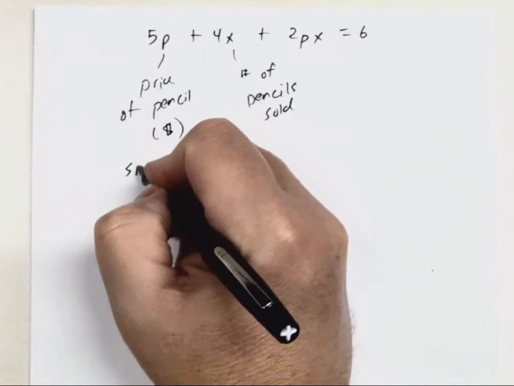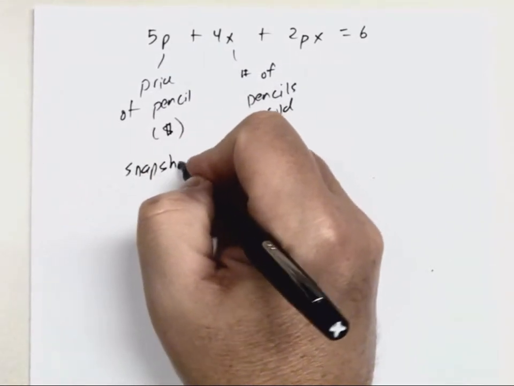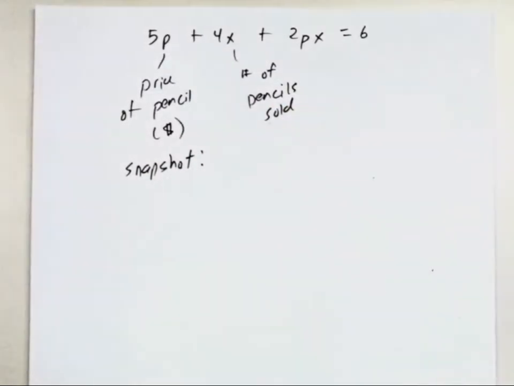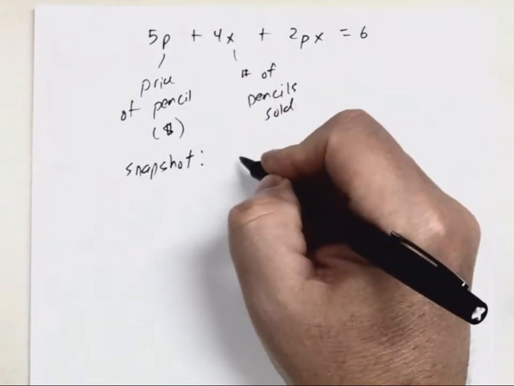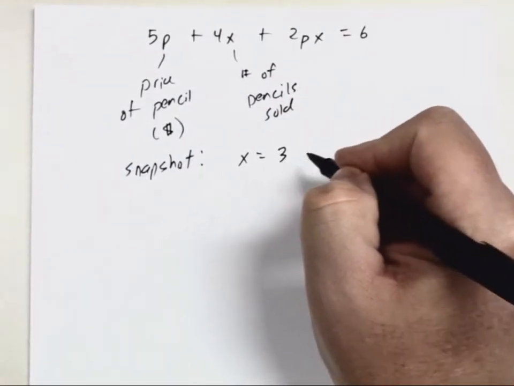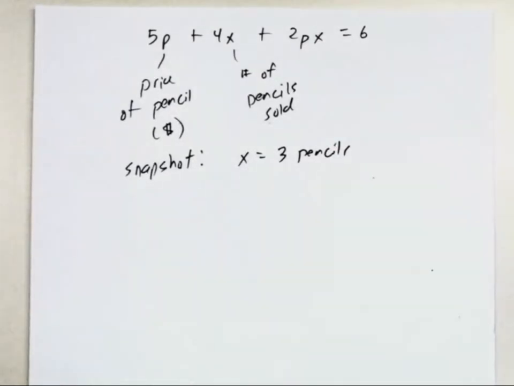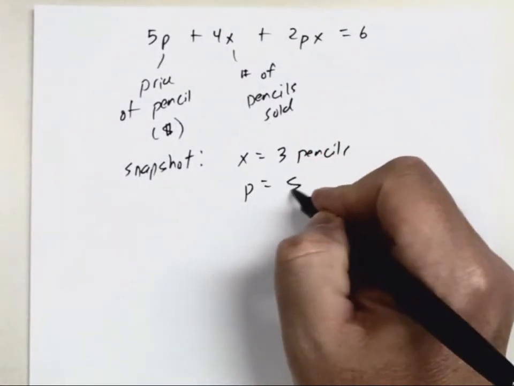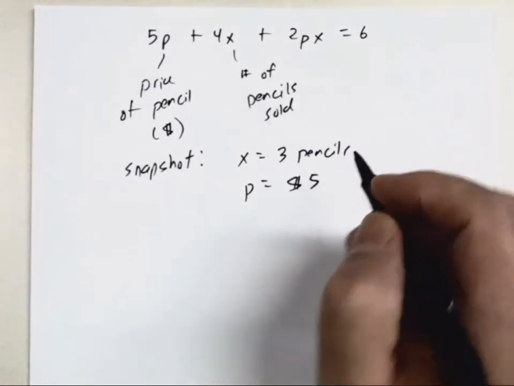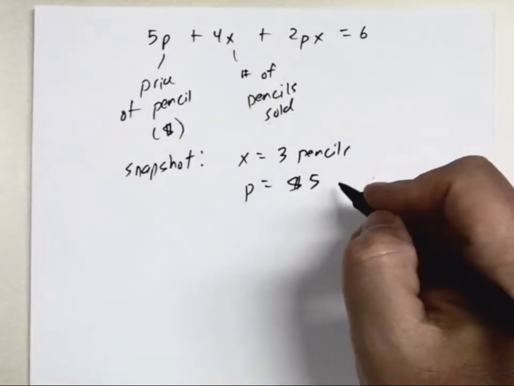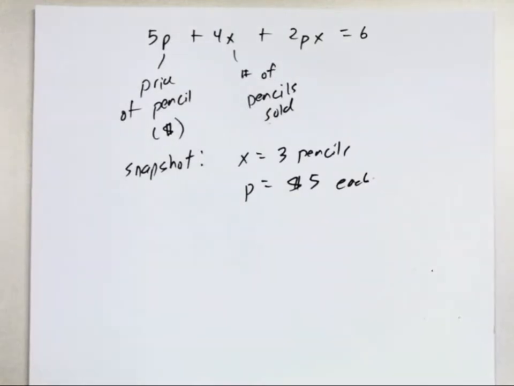Here is what I call the snapshot. Things are changing, but here's one point in time. They take a picture and we do a deep dive and analyze it. At this snapshot in time, they're saying at this point in time, we sold 3 pencils. And the pencils were $5 for each pencil.